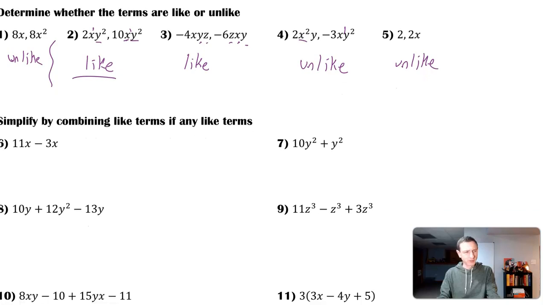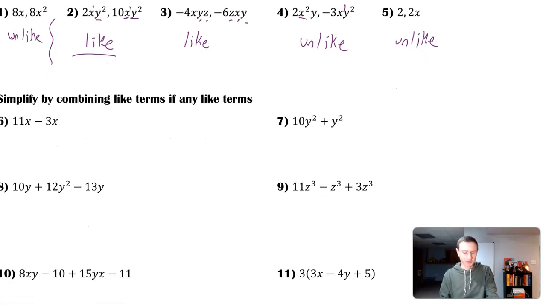Very good skill to make sure you know how to combine like terms, or identify like terms. So simplify by combining like terms if there are any like terms. So number 6, 11x minus 3x. 11x and 3x are like terms because they're both x to the first. So when we're combining like terms, we just perform the operation. It's just going to be 11 minus 3. You just perform the operation with the coefficient. So 11 minus 3 is 8, so I get 8x.